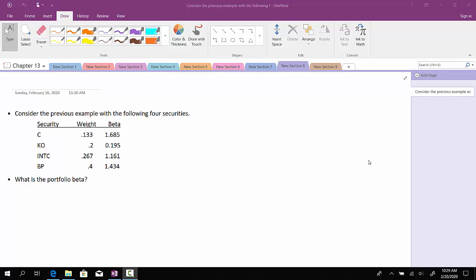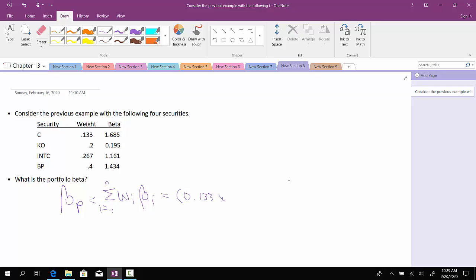So to compute the portfolio beta, it's kind of similar to how we computed the portfolio expected return. So to compute the beta for the portfolio P, we'll take the weights associated with each stock, multiply that by the betas associated with each stock, and then add them all up, and that will tell us the beta for the portfolio.